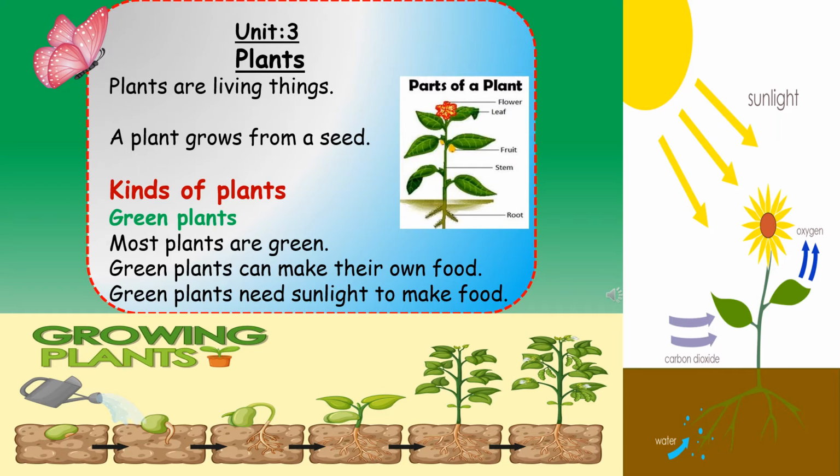So dear students, look at page 17 of your science book. The first sentence we have to read is, a plant grows from a seed. Now look at this picture, how a plant grows from a seed. Look at this picture step by step, how a seed grows into a plant. So you can also do the same at your home.